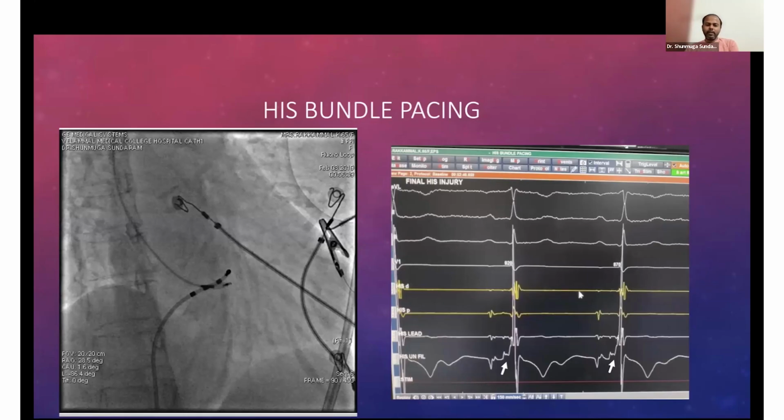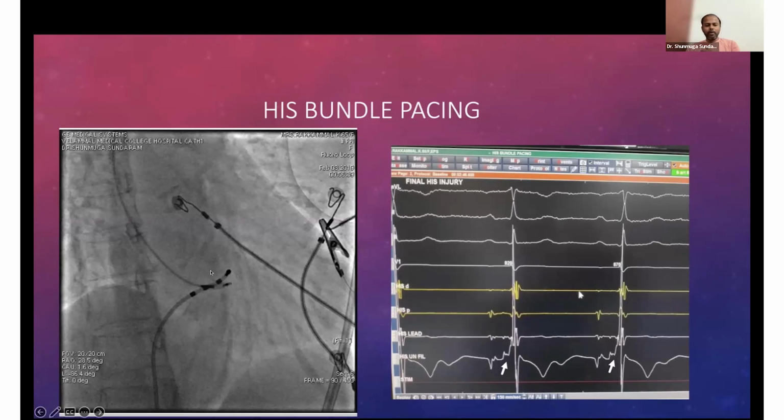So you have to cross the tricuspid leaflet to cross the ventricular aspect of the His bundle, which ultimately tells you that it's a distal His bundle, so that you will have a good ventricular sensing, you will not have any atrial oversensing, and you will have a good His bundle capture threshold.